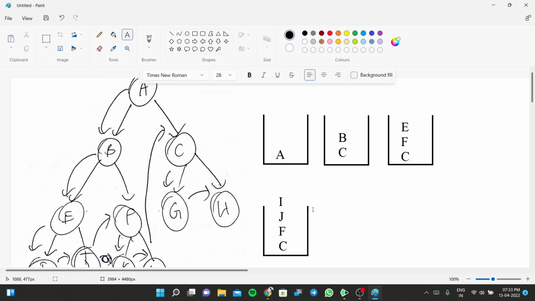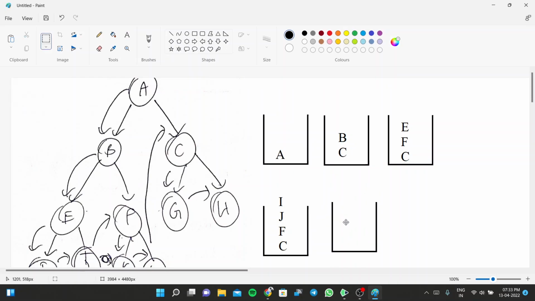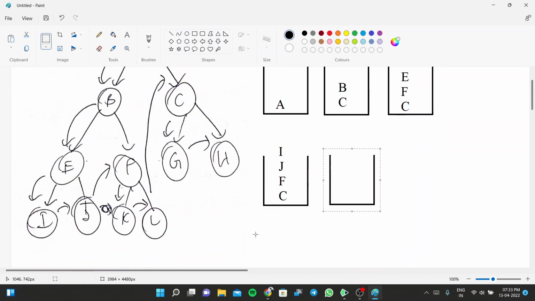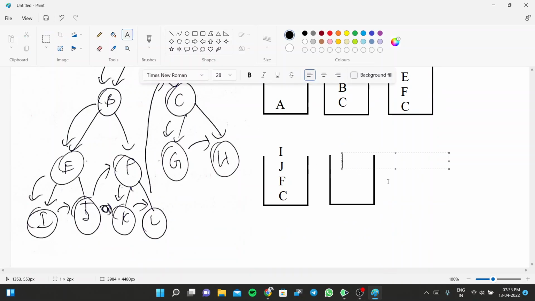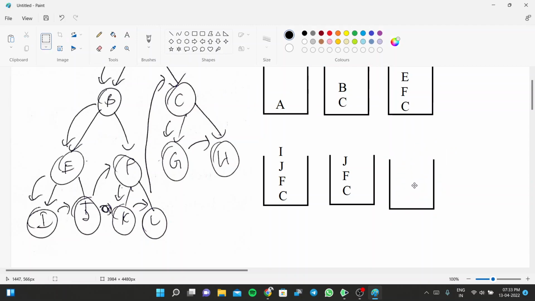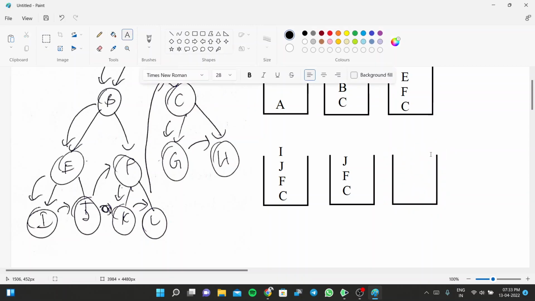Now we are going to remove I. After removing I, nothing is there. So we write the remaining ones, J, F, C. Now we are going to remove J. Even J does not have anything further. So now we write the remaining ones, F, C.